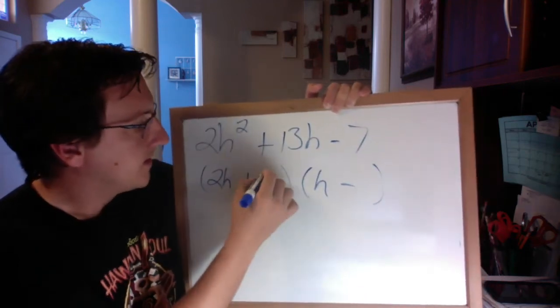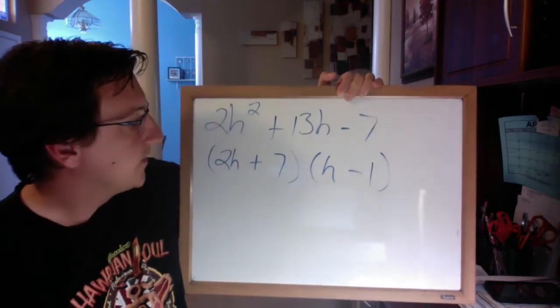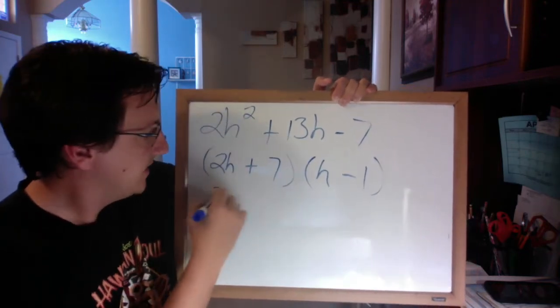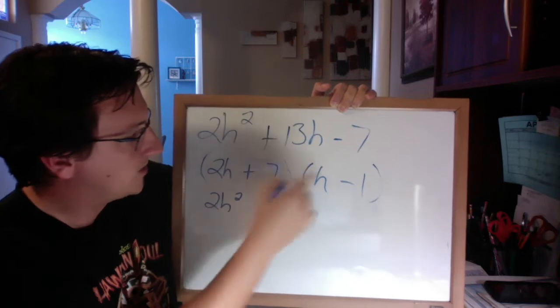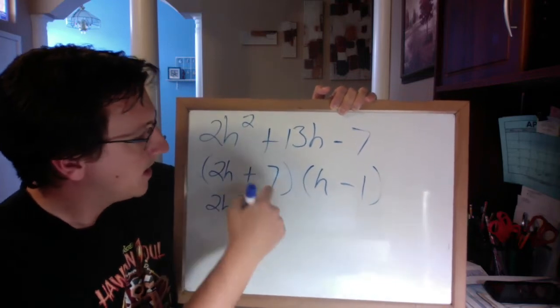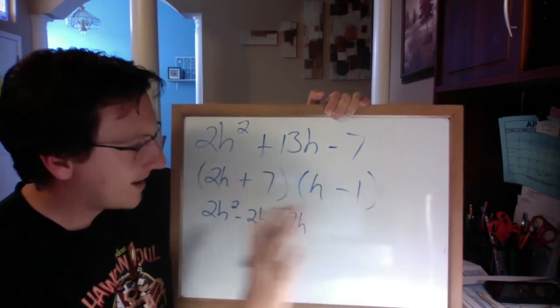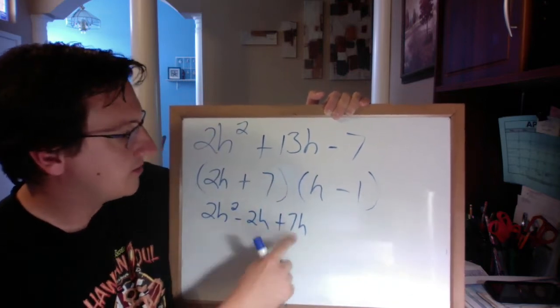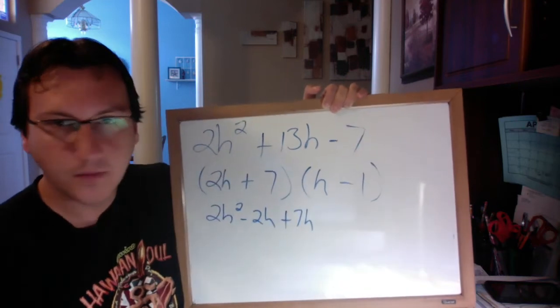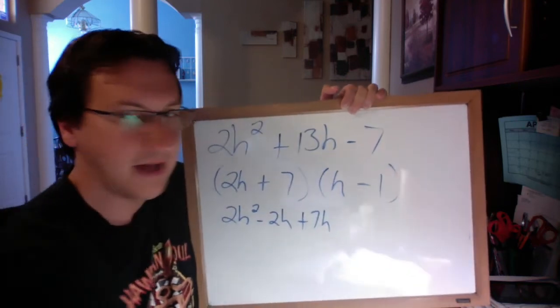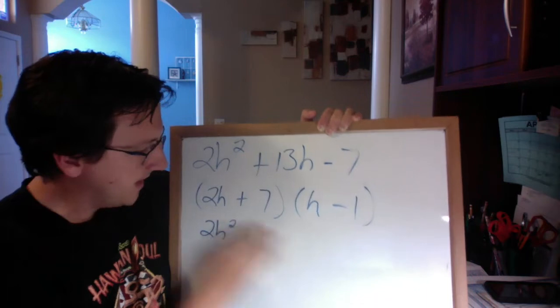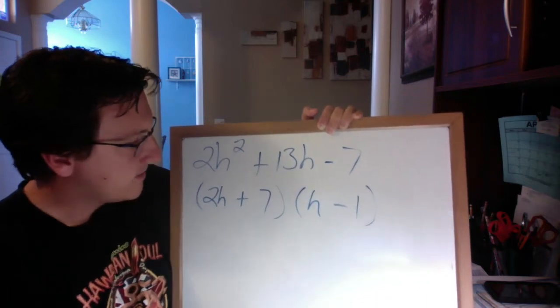So I'm going to plug in my 7 here and my 1 here and see what happens. 2h times h is 2h squared. 2h times negative 1 is negative 2h. Positive 7 times h is plus 7h. And right there, I can stop and see negative 2h plus 7h does not equal 13h. So I'm going to stop before I go any further, and I'm going to back up here and try to maneuver this a little bit.